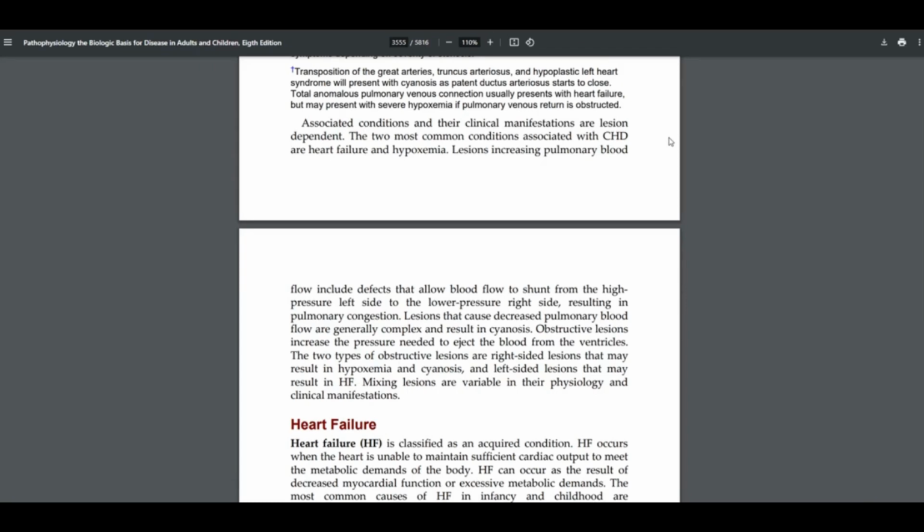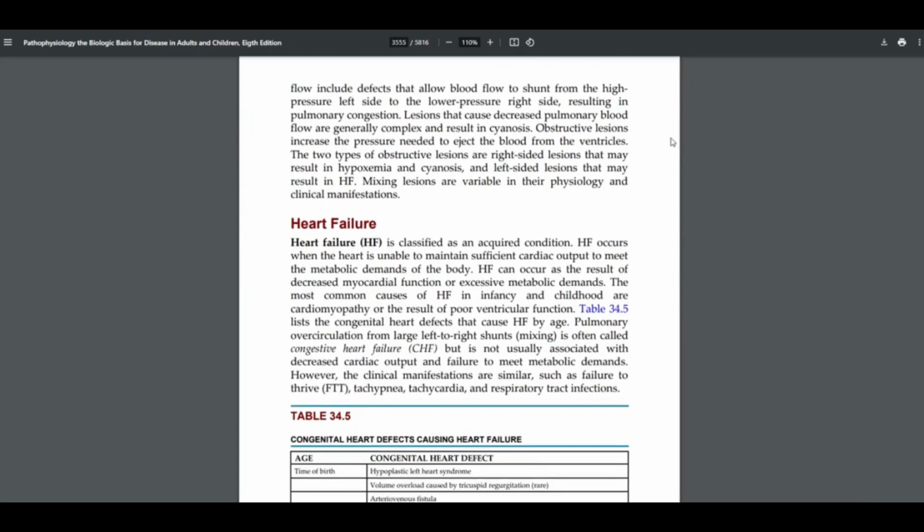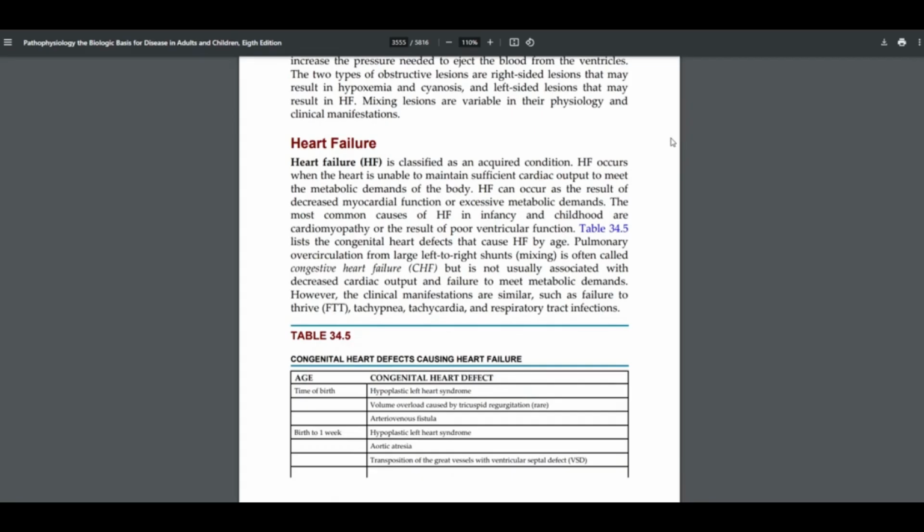Leading us into heart failure. Heart failure is classified as an acquired condition. Heart failure occurs when the heart is unable to maintain sufficient cardiac output to meet the metabolic demands of the body. Heart failure can occur as a result of decreased myocardial function or excessive metabolic demands. The most common causes of heart failure in infancy and childhood are cardiomyopathy or the result of poor ventricular function.